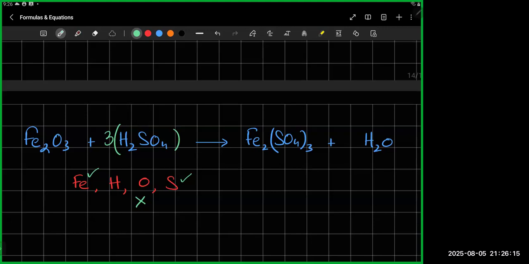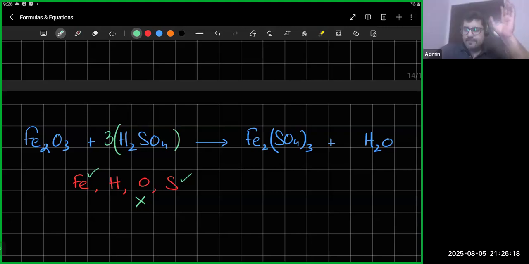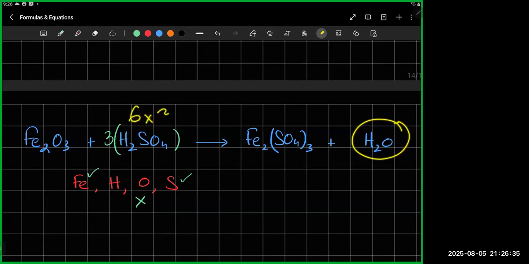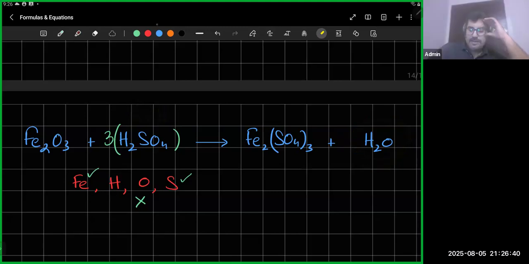Or O को ना, just ignore O even now. Loop back to H. Is H still balanced or not? How many H's? I've got 6 H's. I mean, there are 2 H's, but there are 3 molecules now, so that's 6 H's. So what number do I multiply this with? यहाँ पे I've got 6 H's, right? Sir, 3. So if I multiply this by 3, I'll have 6 H's. Okay? So H is also balanced. Now all the easy ones are balanced. Oxygen को ignore करो. It's automatically balanced.